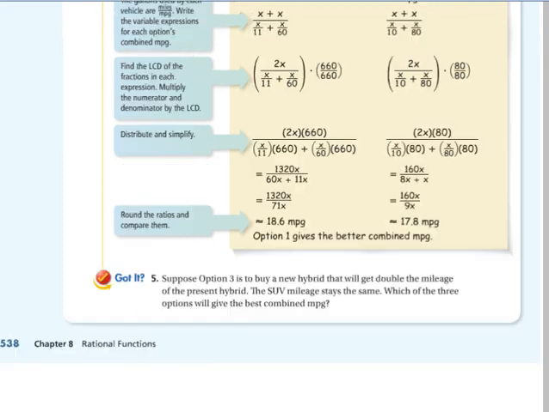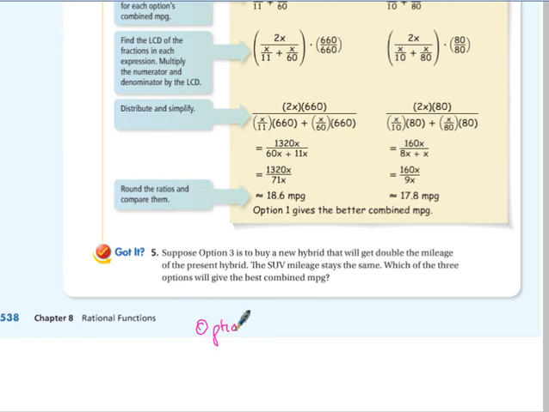All right, you're back from that. Hopefully you got that option 1 is still the best. That's this one. The new combined gas mileage was better than this though. It was 18.46 miles per gallon. So better than that, but not as good as option 1.